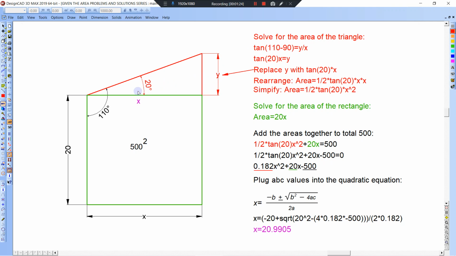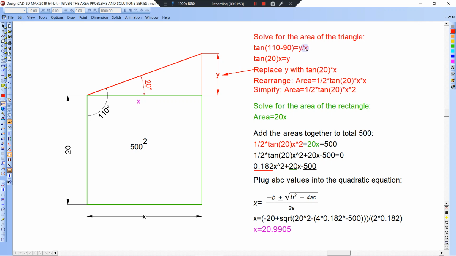We've got tangent. So the first thing you do is go 110 minus 90, and you end up with positive 20. If it was going this way, it'd be a negative because it would be subtracted from the triangle, but here we're adding it to the triangle, so it's positive. So we end up with tangent of 20 times x is equal to y. So the tangent of 20 is equal to y over x.